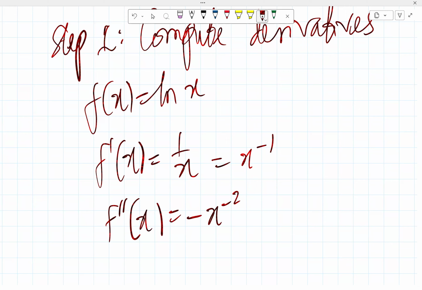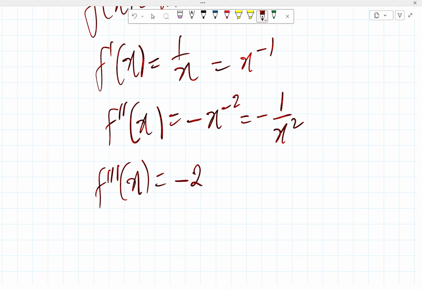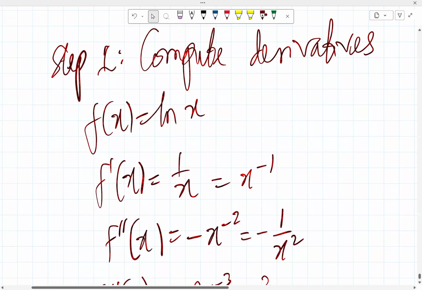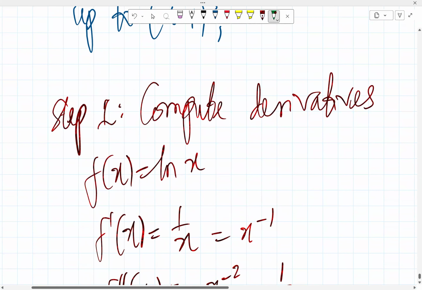Which is, of course, the same thing as minus 1 over x squared. So this one helps me to differentiate better. So for f'''(x), differentiating this, we have minus 2, times minus x to the power minus 3, that will be plus 2 x raised to power minus 3, which is 2 over x cubed. So here we have alternating signs. Since we are doing it about x equals 1, we also are going to need that.